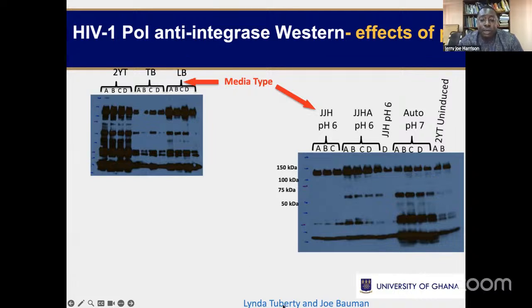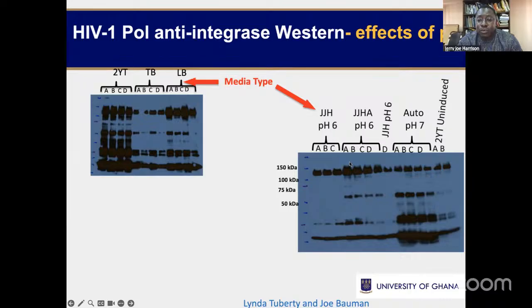So Joe and Linda in the lab at the time decided to check by Western what was going on. Here on the left are various types of media that we had initially tried to express the protein. You can clearly see, using anti-integrase antibody, all the proteolysis that you are seeing there. Now, using the media that I had just created at pH 6, you can clearly see that the proteolysis is very much reduced.